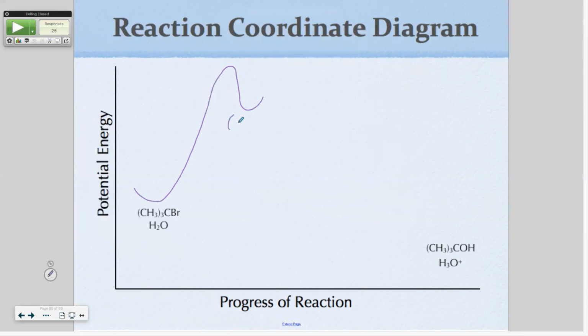So we're going to have this. I just love when my finger doesn't work. You still have water, you still have bromide ion, but that's the main thing that's formed. That's your intermediate. Then we're going to go up, not near as high as the other one. In fact, probably quite a bit lower.